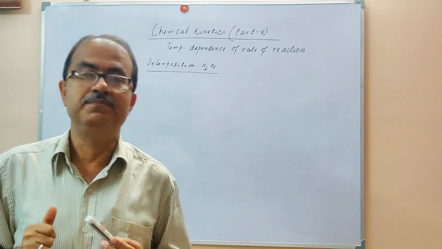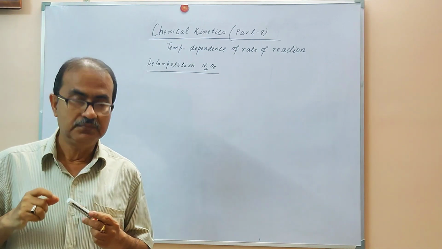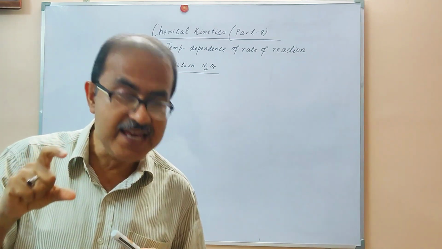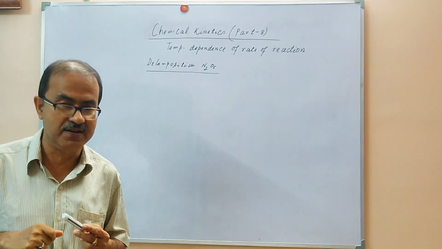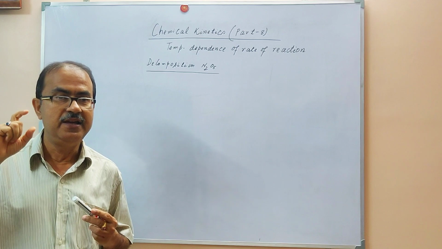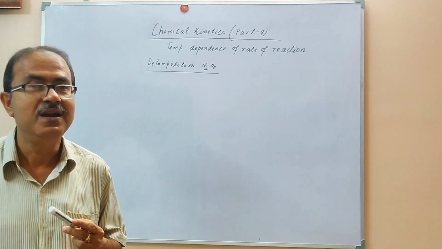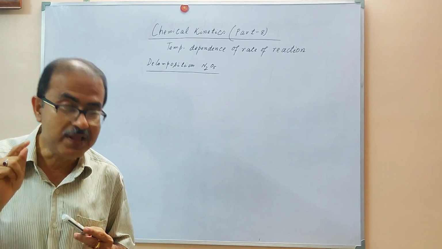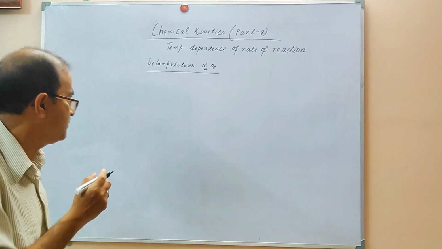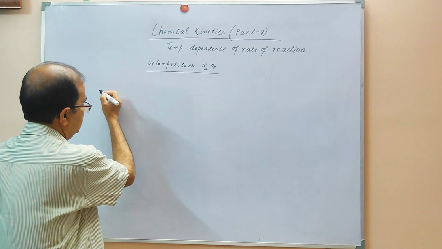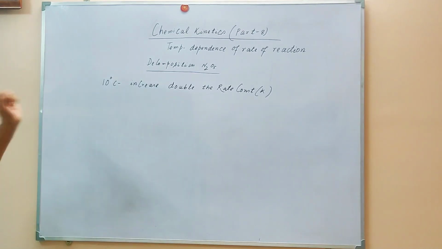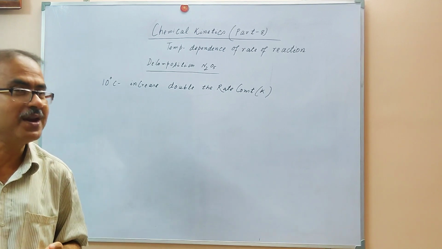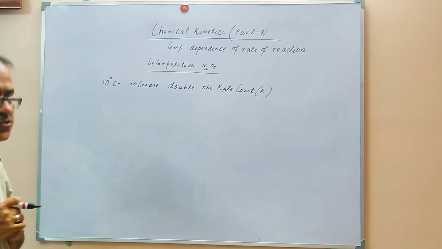It has been observed that a 10 degrees Celsius increase of the temperature of the reaction will double the rate constant. It will double the rate constant. You can write this: 10 degree increase, double the rate constant. So you can understand now why it is so.